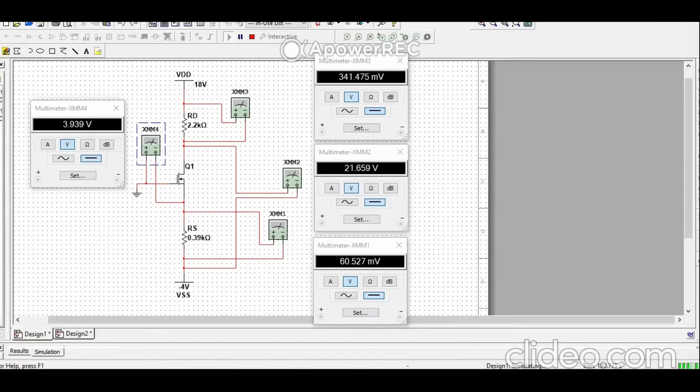This is the simulation. The simulation result and the calculation are different due to some conditions, which are that the IDQ value in the simulation might be different from the IDQ calculation. And the other one is that the parameters in this circuit might produce different values than the calculation.